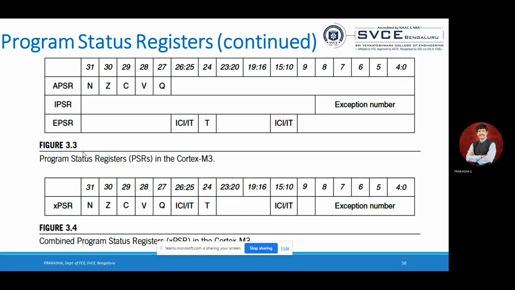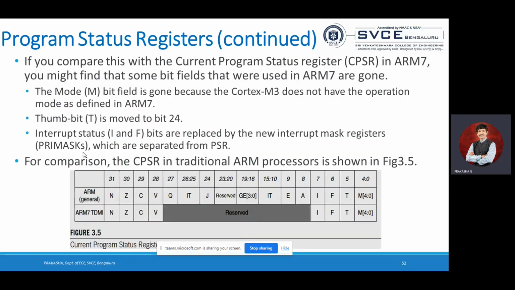IFT. Are you able to see IFT? At the rightmost corner there is M0 to 4, and after that IFT is there. I indicates interrupt, F indicates fast interrupt, and T indicates the thumb instruction.